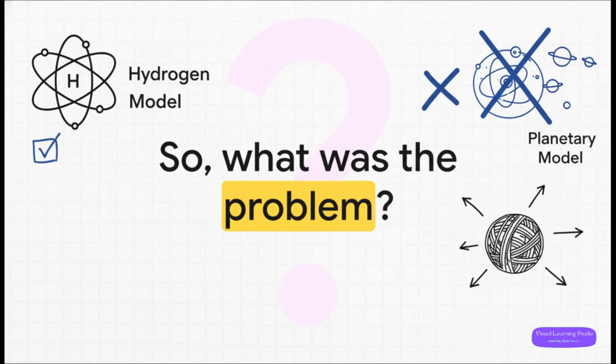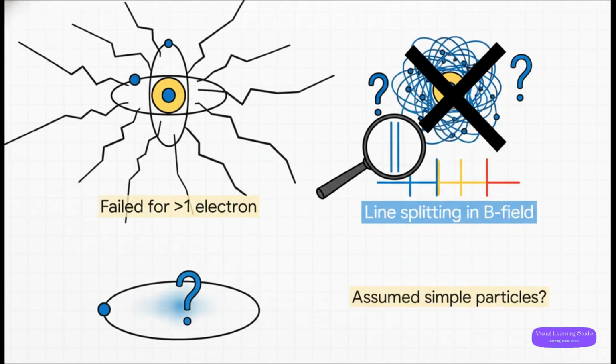So, if the model works so well, what was the problem? I mean, why didn't we just call it a day and stick with this nice, tidy little picture of the atom? Well, as soon as scientists tried to apply it to anything more complicated than hydrogen, the whole thing fell apart. It just didn't work for atoms with more than one electron. It also couldn't explain some other weird details, like why certain colors of light were brighter than others.